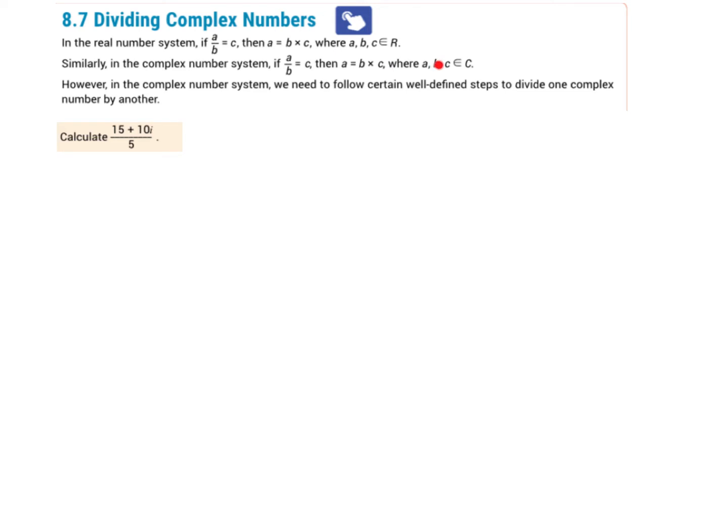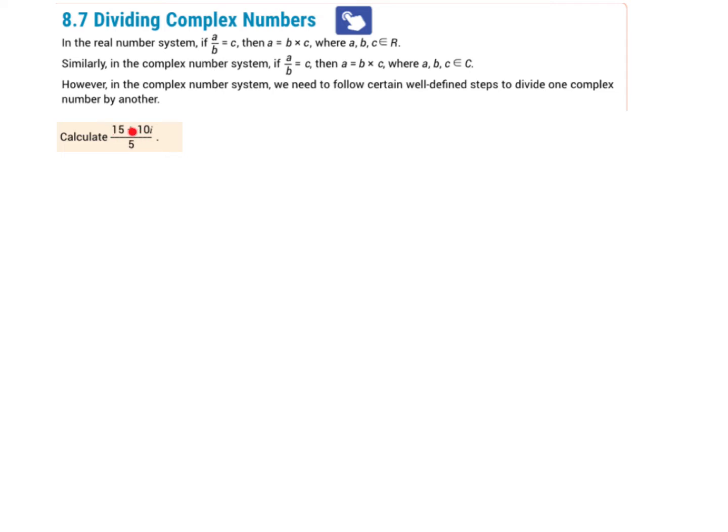Now, the only problem is that there's certain techniques that we have to use in order to do division by a complex number. And there's two particular cases. So we're going to look at the easy one first, and then we're going to look at the not so easy one on the second slide and the third slide.